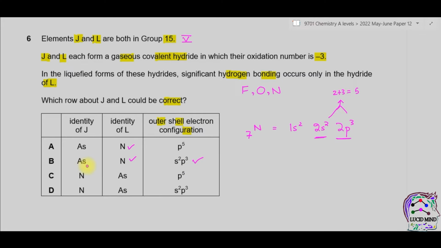Let's confirm it for arsenic as well. So we have As. Atomic number is 33. Now we can start from the nearest noble gas. So we have argon 18. Then we have 3d10, 4s2 and 4p3. So again we have to add the electrons present. So 3 plus 2, it becomes 5. So the electronic configuration is still s2 and p3. So it is correct for both. So therefore the correct answer is B.